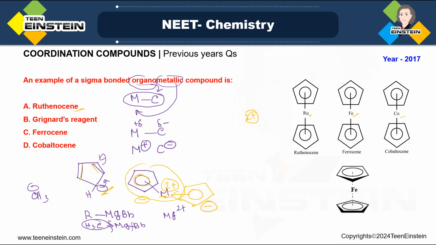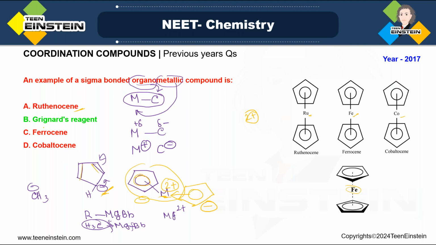And if you want to see how they look in 3 dimensions, then you should draw the structure like this, as if iron is sandwiched between two 5-membered rings. So the correct option is Grignard reagent. In a similar way, just read the question carefully. Suppose it is asked in a different way: an example of a pi bonded organometallic compound. Then our correct answer will be ACD.